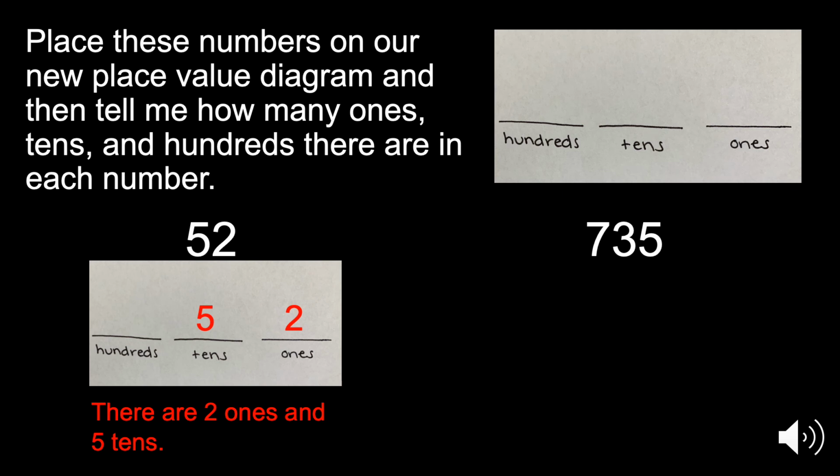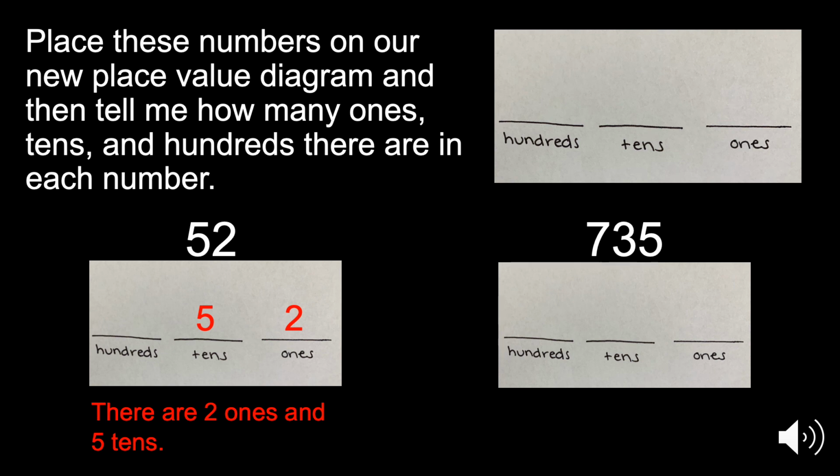I want you to try 735 on your own. Pause the video and push play when you're ready to check your answer. Let's put it in our place value diagram again. How many hundreds do we have? 7. And how many tens do we have? 3. Now where does the 5 go? Yep, in the ones column.